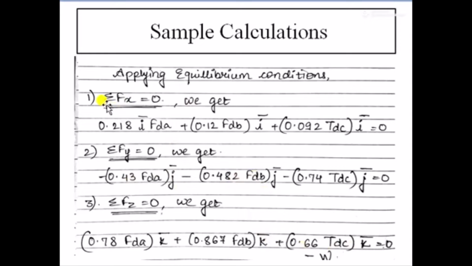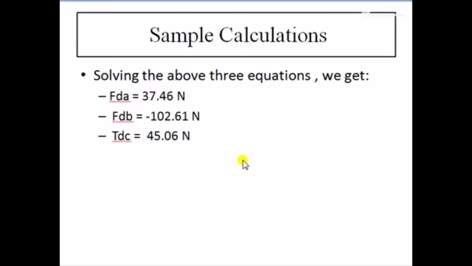Now, for summation of Fx, it is only the addition of the unit vectors in x direction. For Fy, all the addition of unit vectors in y direction. But for Fz, we have addition of unit vectors in the z direction, and the weight component, that is minus W, is to be considered here in this equation. So solving this equation, we get the values of each of the forces. FDA is equal to 37.46. Similarly, we got the value of FDB and TDC.